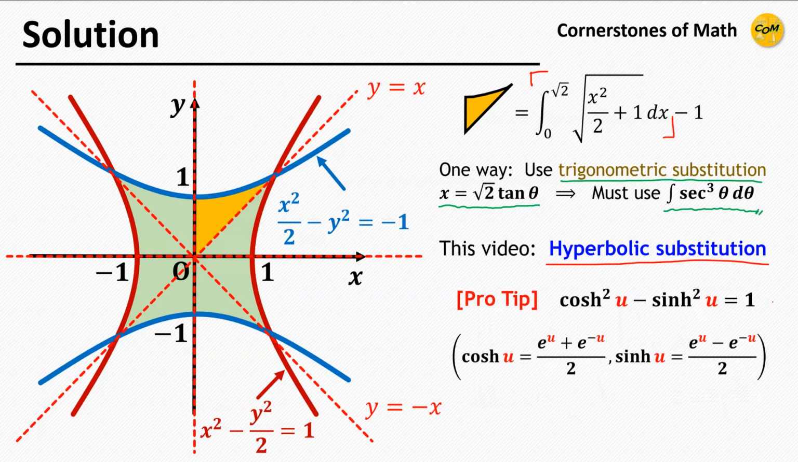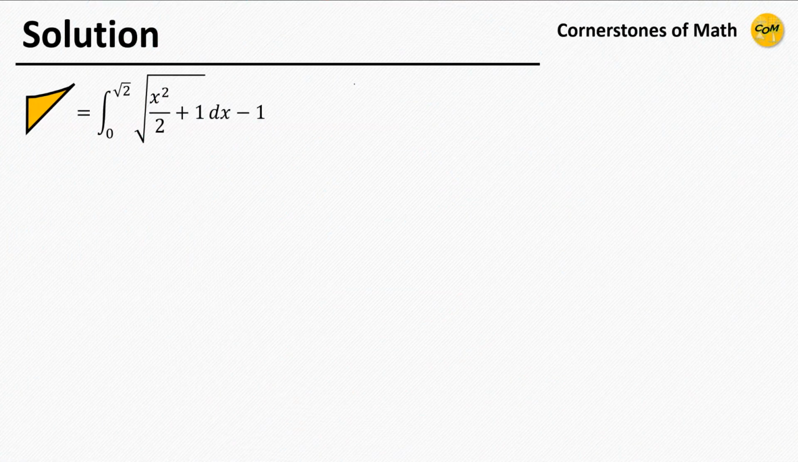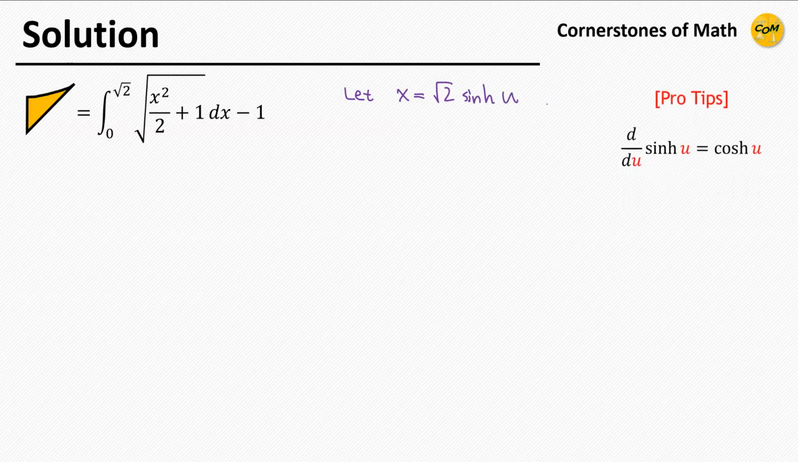This method comes from the famous property of the hyperbolic functions, hyperbolic cosine squared minus hyperbolic sine squared equals 1, where the hyperbolic cosine and hyperbolic sine functions are defined as follows. So here, let's make a substitution x equals square root of 2 hyperbolic sine u. From the aforementioned definition of hyperbolic functions, it is easy to show that the derivative of hyperbolic sine is hyperbolic cosine, so we have dx equals square root of 2 hyperbolic cosine u du.